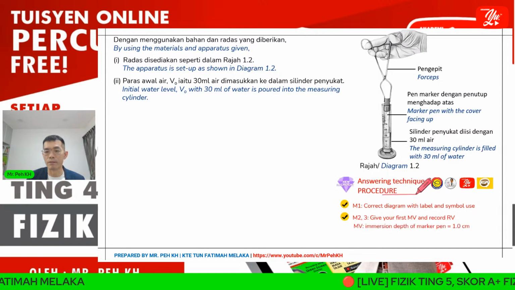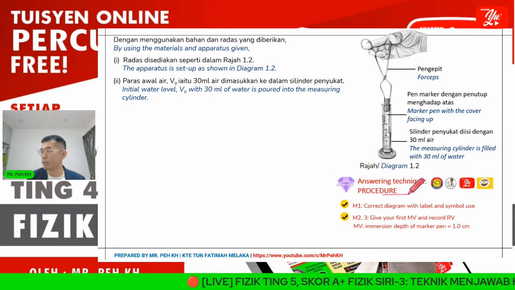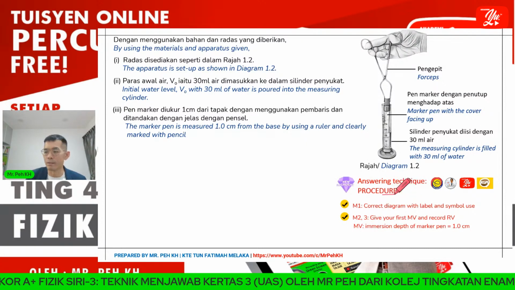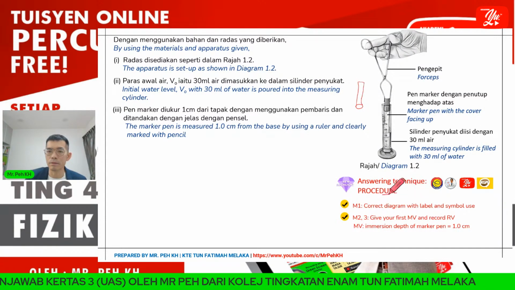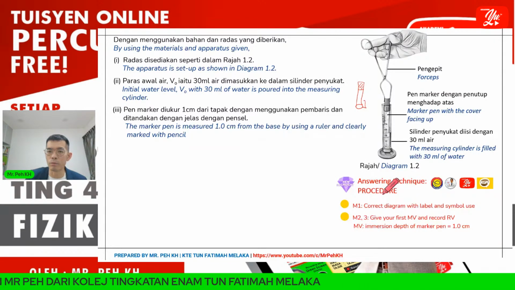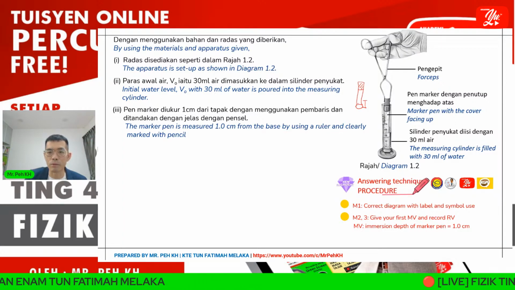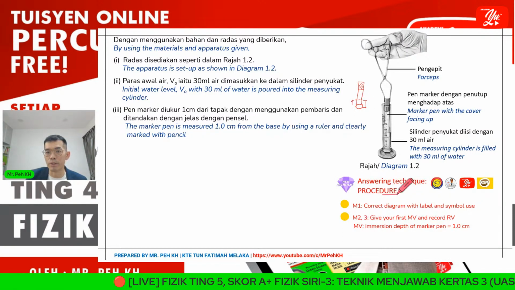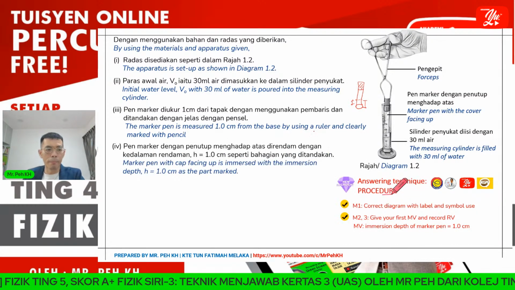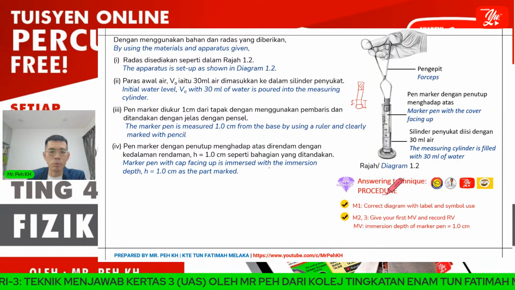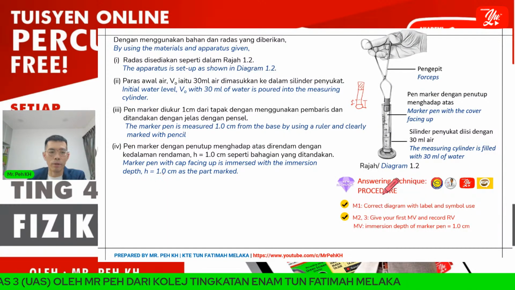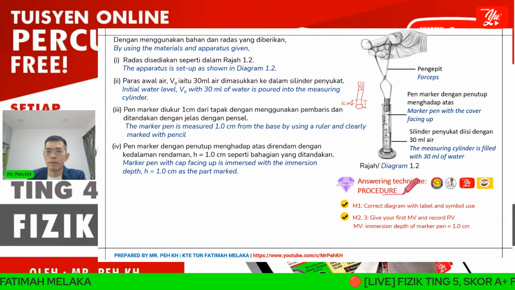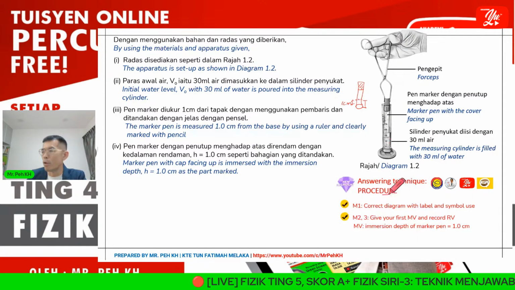So just now I gave already, there will be an immersion depth of the marker pen equal to 1.0 cm here. Okay, so here the marker pen is measured 1.0 cm from the base. Marker pen will be like this, right? So from here, you measure 1 cm. Then you must mark clearly with pencil, or you can use any other marker also, so that you can get the first 1 cm. Then after that, the marker pen with cap facing up is immersed with the immersion depth H equal to 1.0 cm. Then you immerse up to the line or the point you marked already.